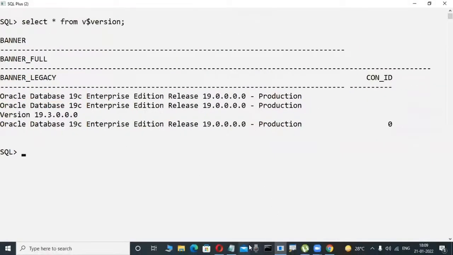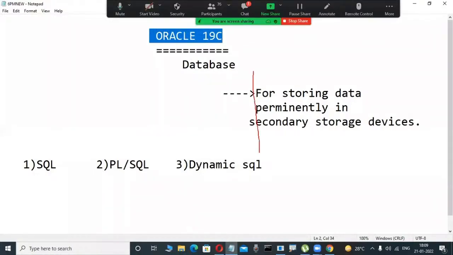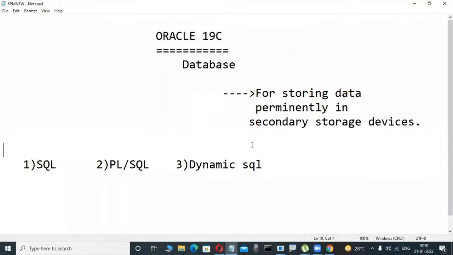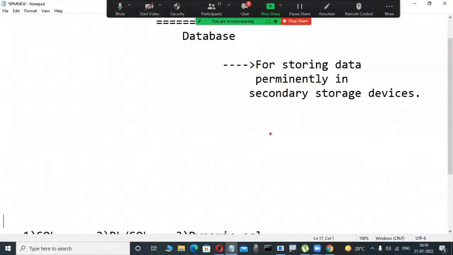What does this database mean? Once we install the Oracle software, some place is automatically created on the disk. In this place, we permanently store data. These types of databases are relational databases. These database software have been available since 1970 onwards.